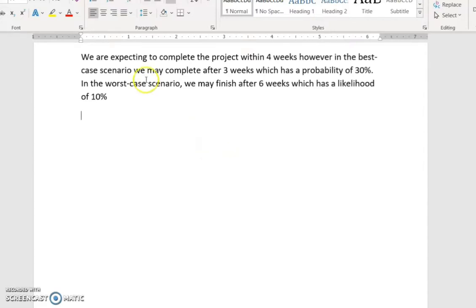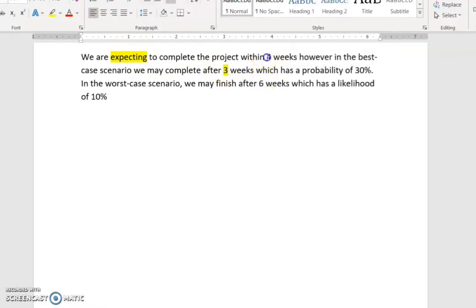We are expecting to complete the project within 4 weeks. We are expecting, most probably, 4 weeks. However, in the best case scenario, we may complete after 3 weeks. Best case scenario means the optimistic case. We may complete in 3 weeks, which is less than the 4.